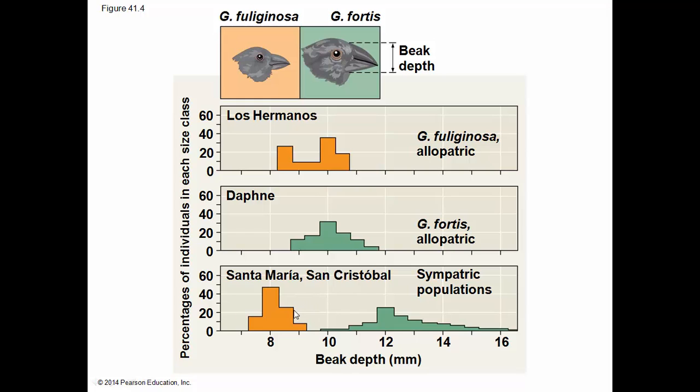So resource partitioning, niche separation, niche differentiation. Right here, these two different species began to develop different characteristics.